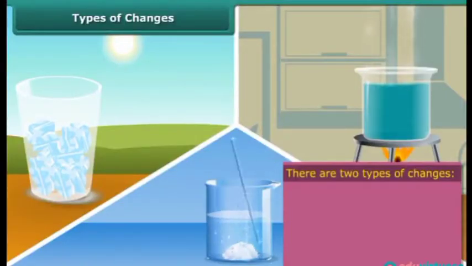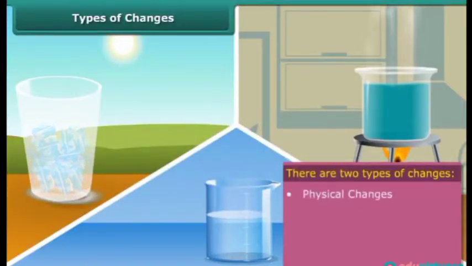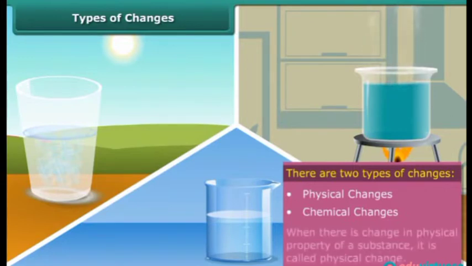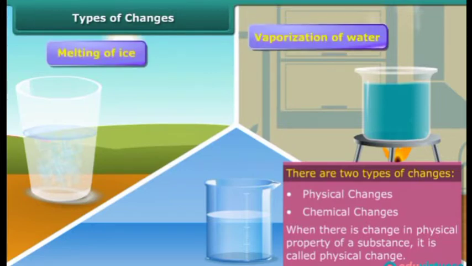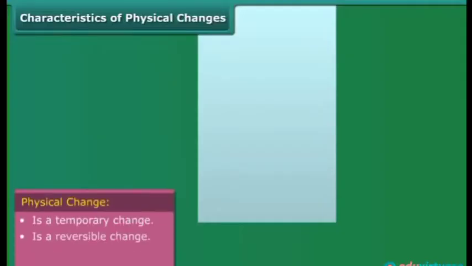There are two types of changes. The first one is physical change and the second is chemical change. When the changes in the shape, size, color and state of the substances take place, it is called physical change. It means the changes take place in the physical property of the substance. The examples of physical changes are melting of ice, vaporization of water and dissolution of sugar and salt.